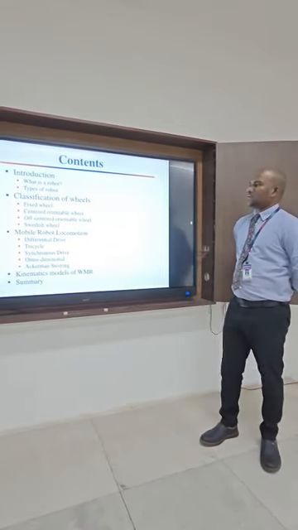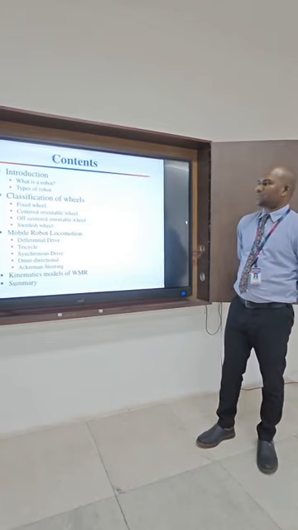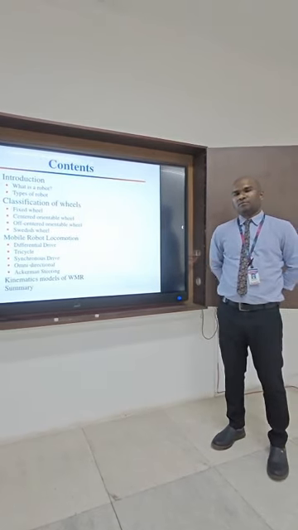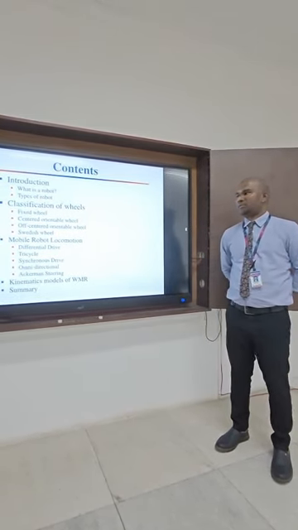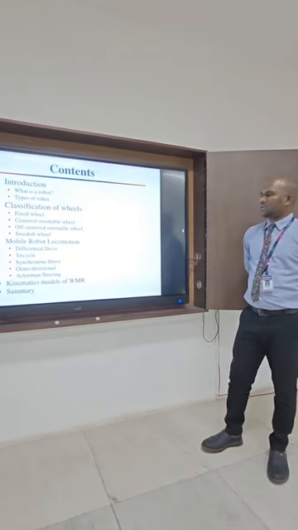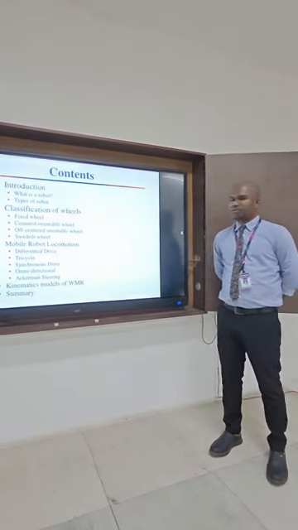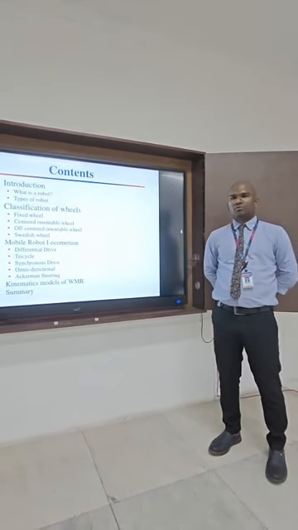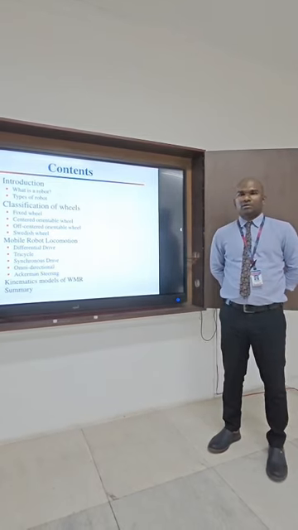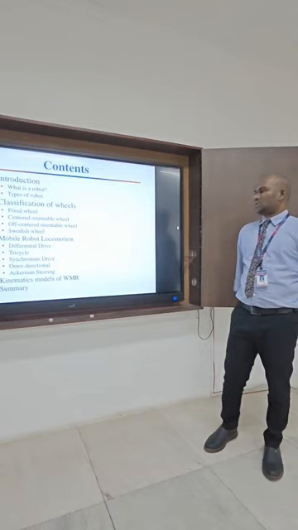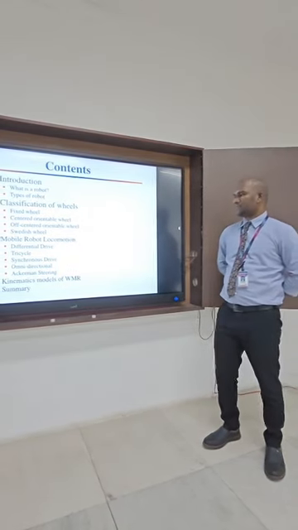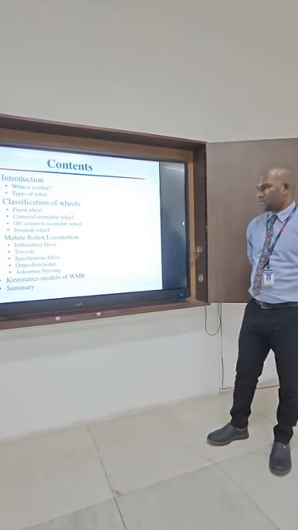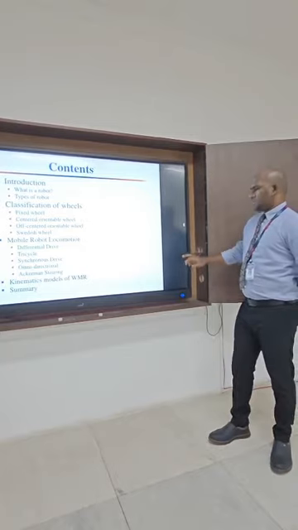Introduction, and then what is meant by a robot, what are the types of robots, what are the classifications of robots available, and what are the types of wheels available. We have fixed wheel, centric wheel, and off-centric wheel, and then moving to robot locomotion, we have legged locomotion and wheeled locomotion. Mobile robot locomotion consists of differential drive, tricycle, synchronous drive, and omnidirectional. And then the summary.